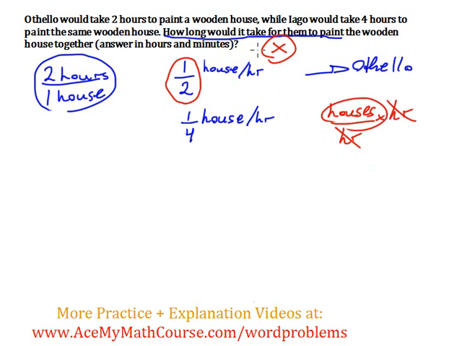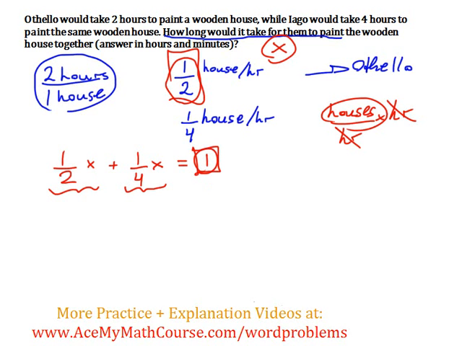So if I go half a house per hour times X, now they're working together, so we can add up the work that they're doing together, plus 1/4 of a house per hour times X hours, we're going to get one house. Hopefully that makes good sense, because once we multiply the rate by the time, we get the total work. So by adding up the total work here, we end up painting the whole house. So now we can solve for X. And once we solve for it, we will know how long it will take them to paint the house together.